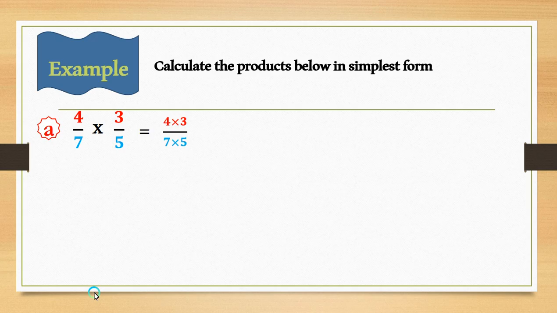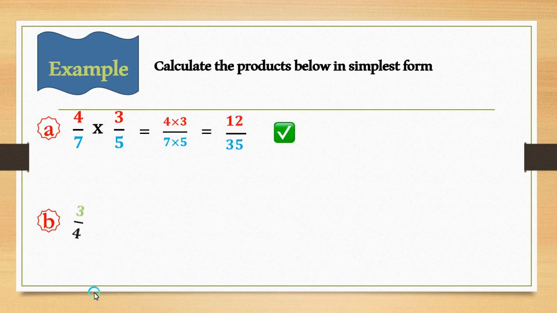Remember, 4 times 3 is 12, and 7 times 5 equals 35. Now my first part of the question is finished. For the second part, is it in simplest form? Yes. Why? Because there is no common factor between 12 and 35. So my question is finished. Done.